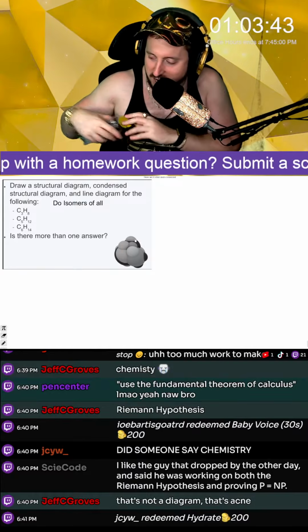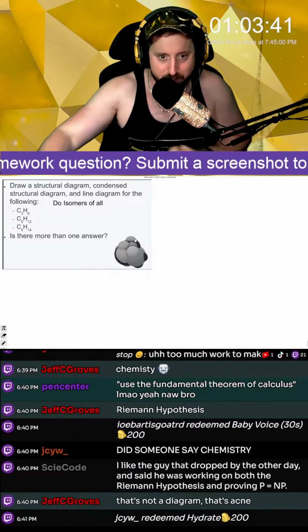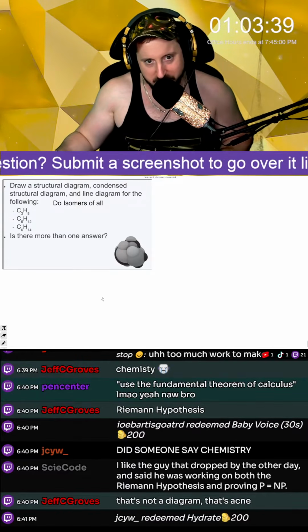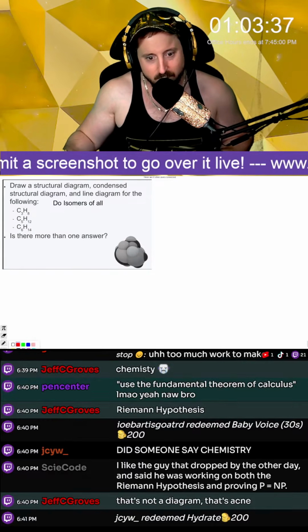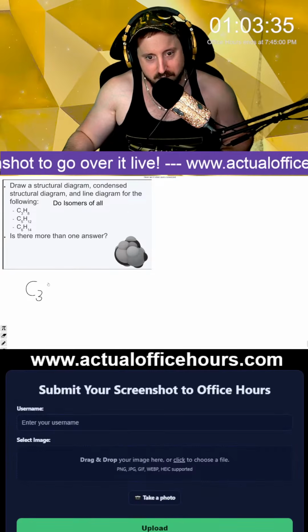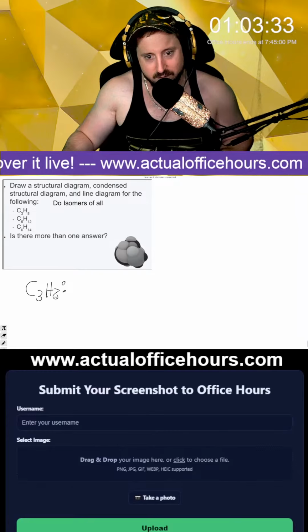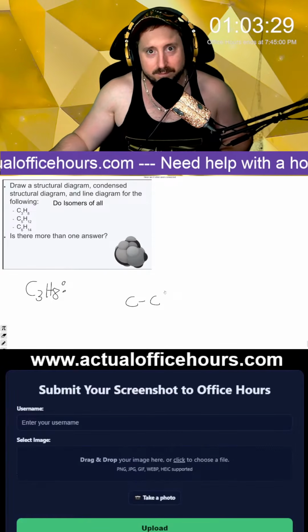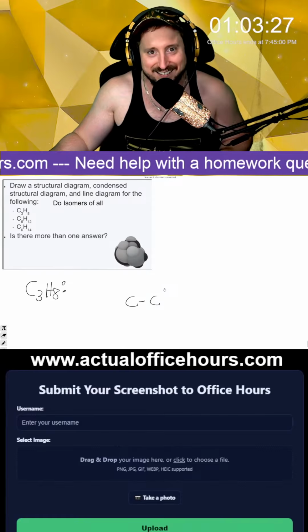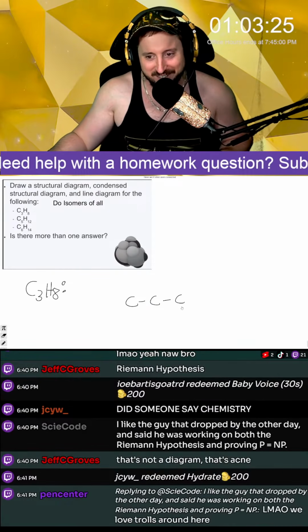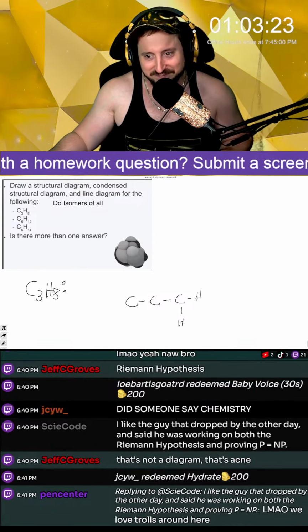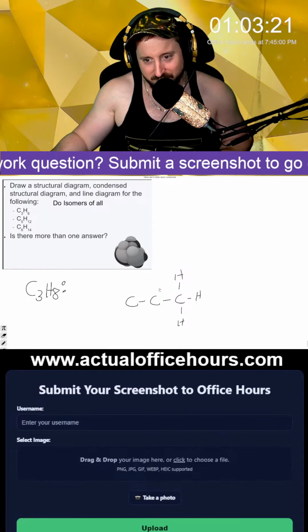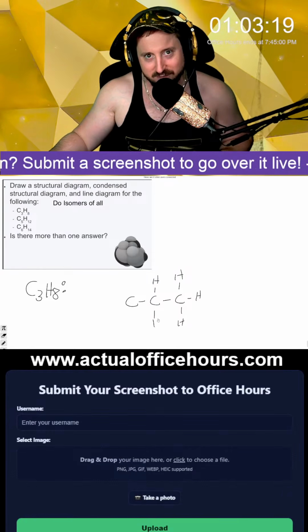I mean, I know what C3H8 looks like, but I'm a little confused what the other diagrams are. Okay, so C3H8. We do love the trolls. They're fun. I think that's just this, right? This is C3H8.